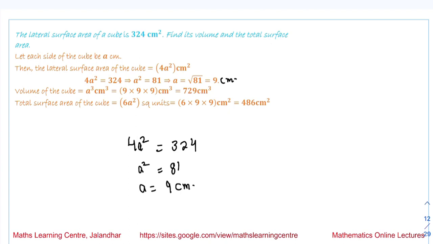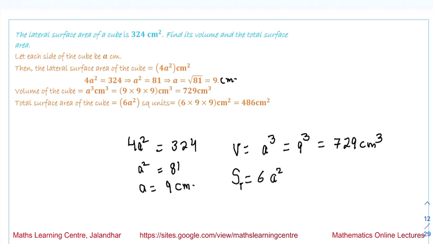So the volume of the cube we know is a cube. So it is 9 cube, that is equal to 729 centimeter cube. Total surface area we are talking about. It is 6 times a square. So it is 6 into 9 square, so it is equal to 6 into 9 into 9. That is equal to 486 centimeter square.